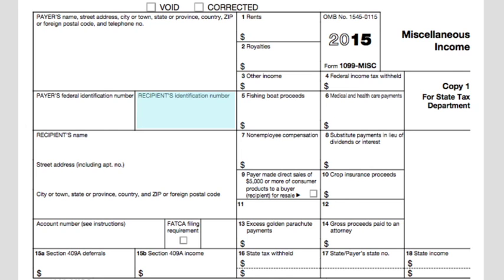So if they do not want to provide their Social Security number, they can get an EIN for the purpose of providing it, even if they're not required to have one, just like with your business.